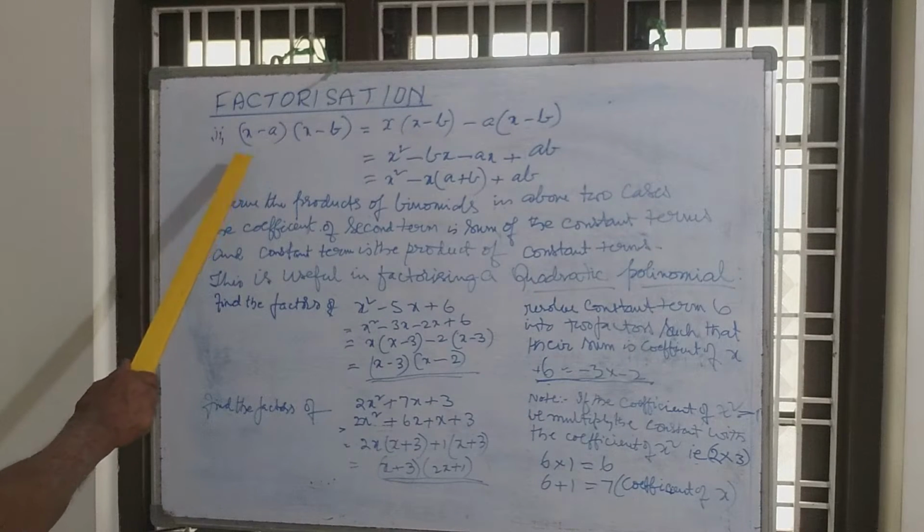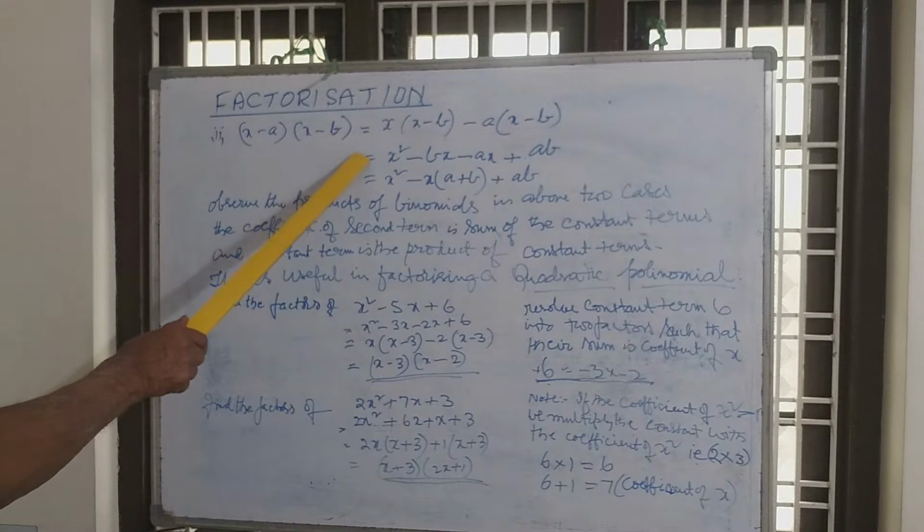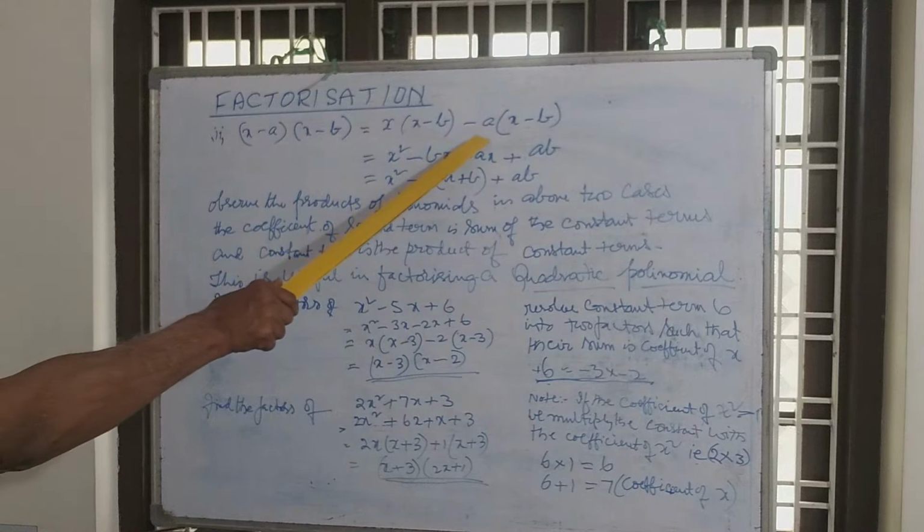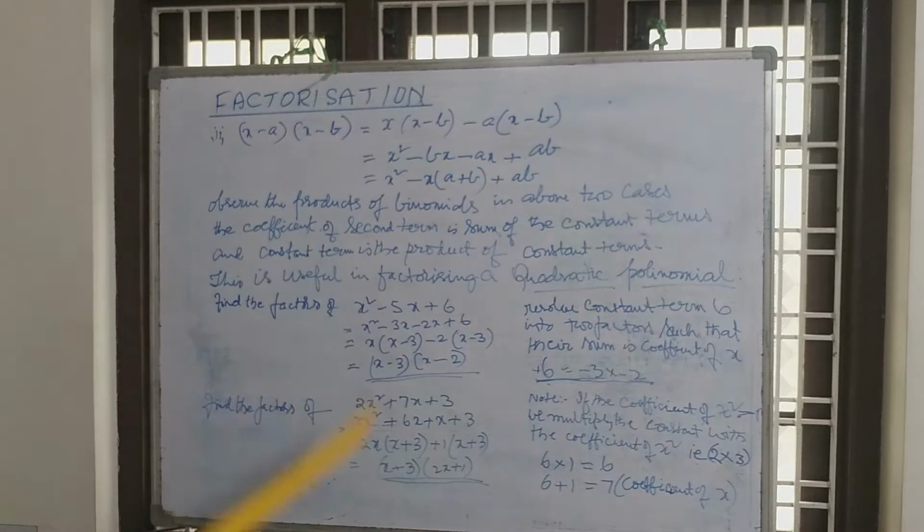See this product: (x − a)(x − b) is equal to x(x − b) − a(x − b).